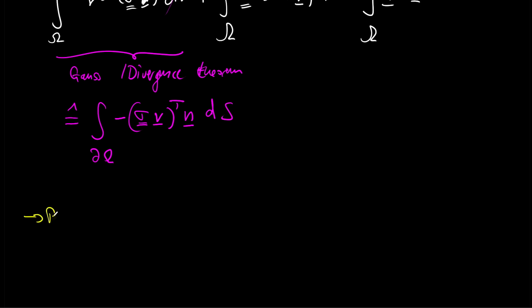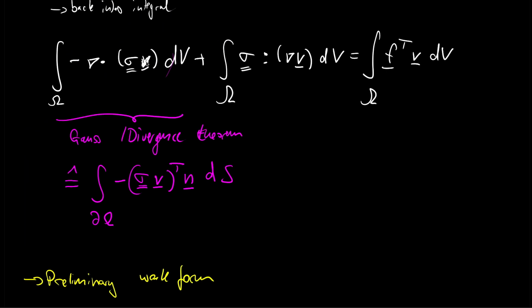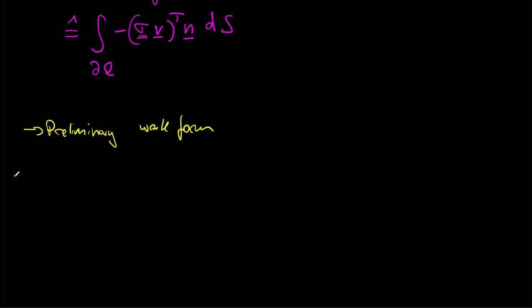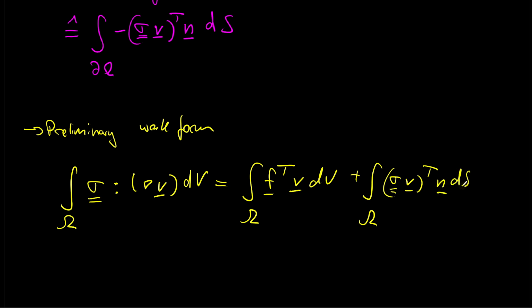So we have a preliminary weak form, which then is, and I want to have it in a form where I use this one on the left hand side and move all the two others to the right hand side. So we have the integration over omega of sigma double contracted with the gradient of the test function integrated over the volume is equal to the integration over the domain of f scalar product with the test function integrated over the volume, plus integration over the boundary of omega of sigma times the test function scalar product with the unit normal vector integrated over the surface.